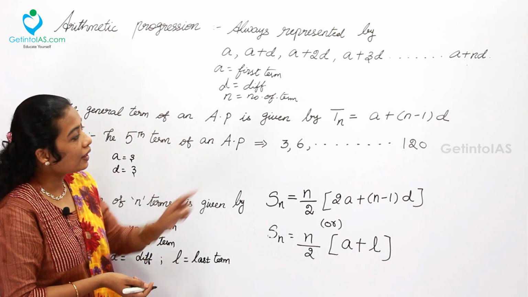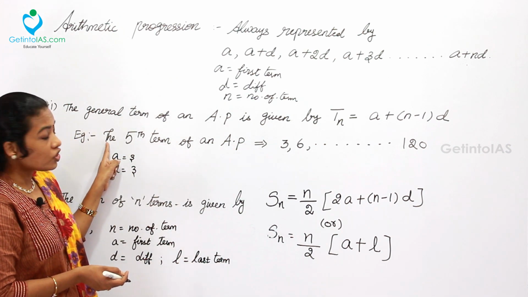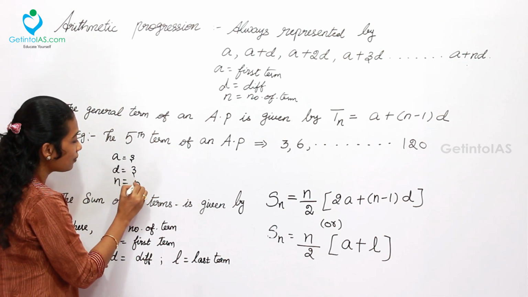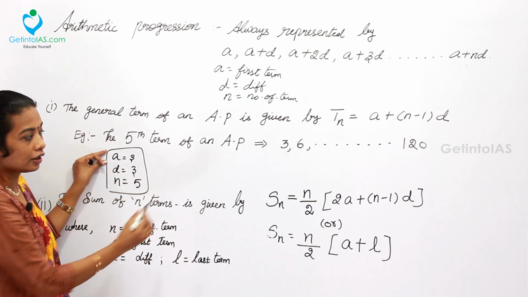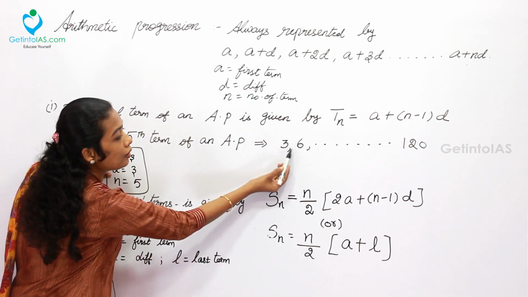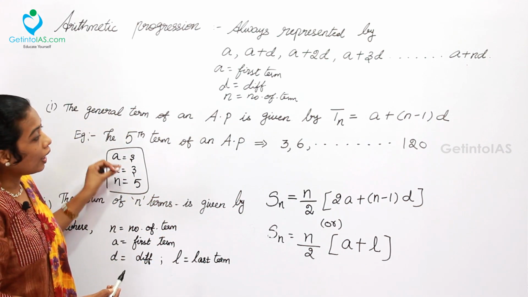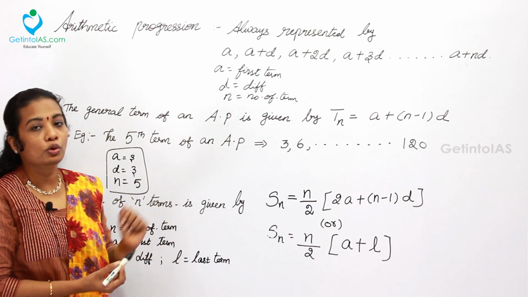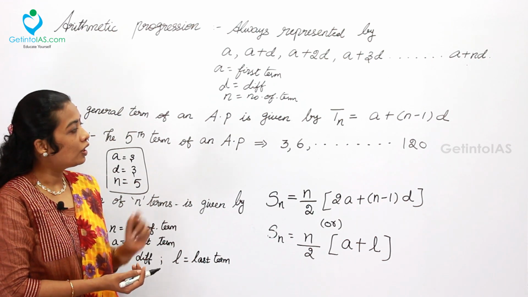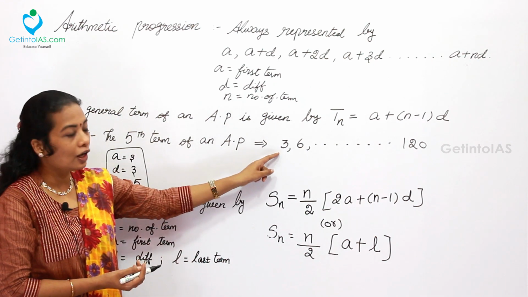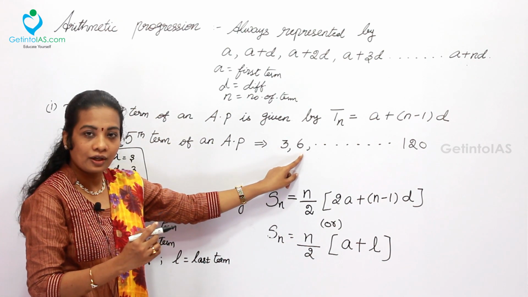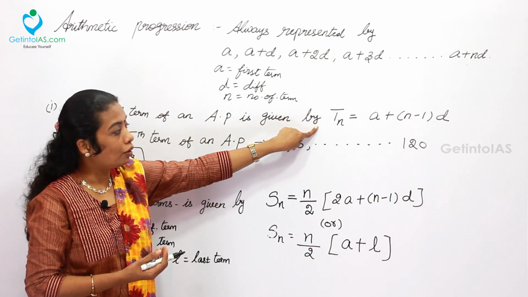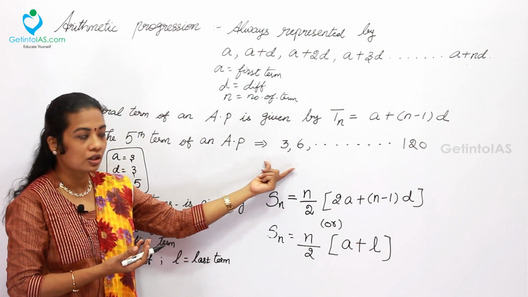Then, what is the requirement? N. What is N? The question clearly states the fifth term. So, N is 5. A is 3, the first term. The difference, that is second term minus first term, is also 3. And which term do we want to find? The fifth term. So, N is 5. Simply you can substitute these values in the formula to get the answer. What is the fifth term? Simply 15. Everyone can say it is a multiple of 3, right? So, what is the fifth multiple of 3? That is 15. In order to understand the formula and concept better, we have taken a simple series.